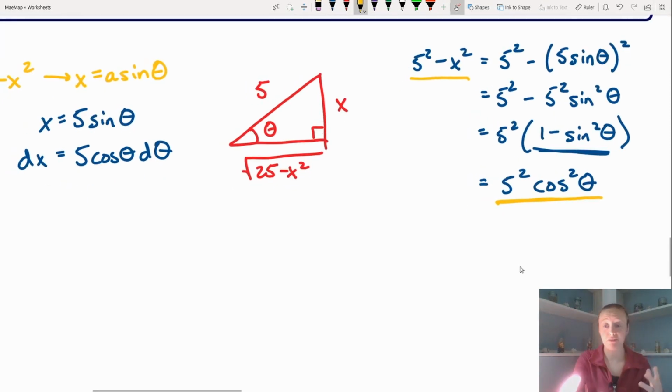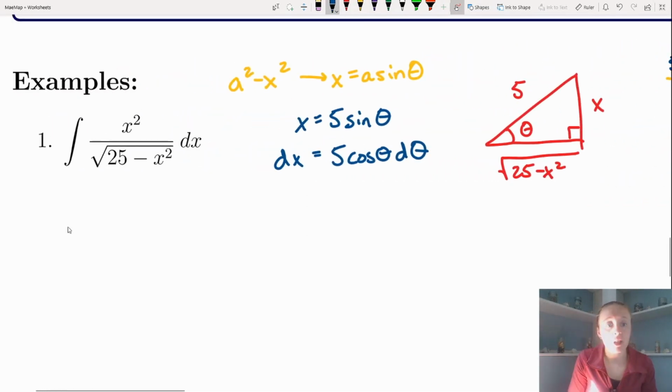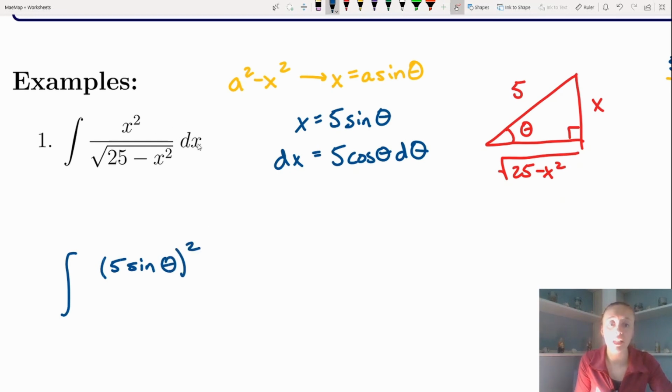So now that I've finished my bookkeeping, let's go ahead and plug in everything I know. I'm going to be integrating x squared, plugging 5 sine of theta in for x, is going to be 5 sine of theta squared. And then multiplying that numerator by dx, my dx is 5 cosine of theta d theta. So this is all times 5 cosine of theta d theta. There's my dx. So I've taken care of my numerator.